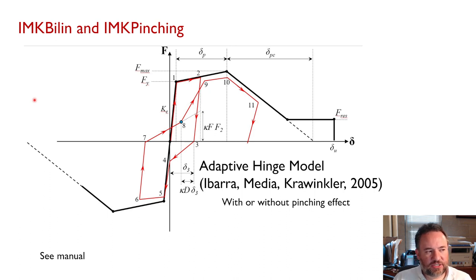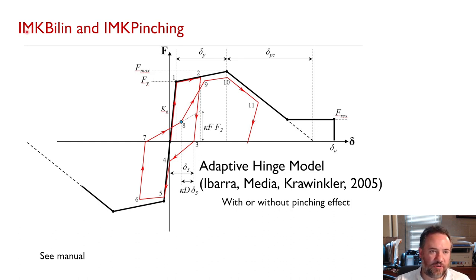Now, in the previous lecture we discussed adaptive hinge models and how those models behave to take into account cyclic stiffness and strength degradation that is affected by the history of the loading. So remember, we have backbones that we could get, for example, from ASCE 41, but those aren't necessarily representative of the cyclic behavior. So this is the model that I was talking about, the adaptive hinge model. Ibarra, Medina, Krawinkler were the ones who formulated this type of model.